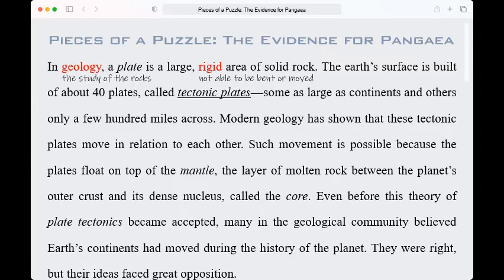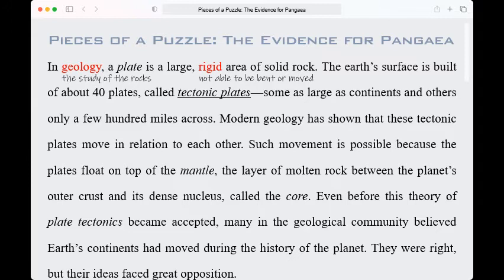They are like pieces of a puzzle, they are stuck together. And if one moves, it will affect the piece that is lying next to it. So they constantly affect each other. So that's what it says. They move in relation to each other.